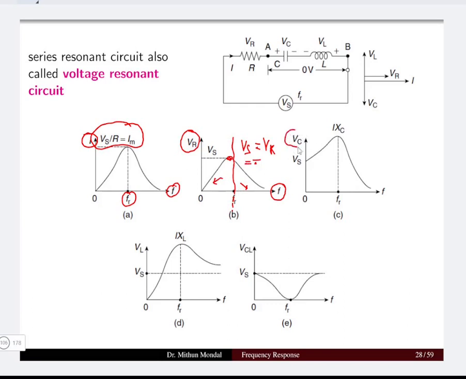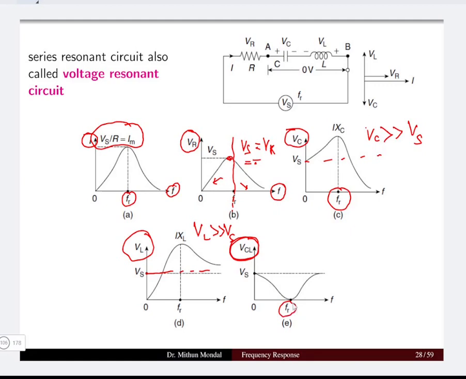Whereas if we talk about the capacitor voltage or the inductor voltage, at the resonant condition, it will be much greater than Vs. So we can see that Vc is much more than the supply voltage. Similarly, the inductor voltage VL is much more than the supply voltage. Whereas if we take the series combination of the inductor and capacitor, at the resonant condition, that will be equal to 0 volt, because it is under short circuit condition. So that is the phenomenon which is going on in the series RLC network under the resonant condition.